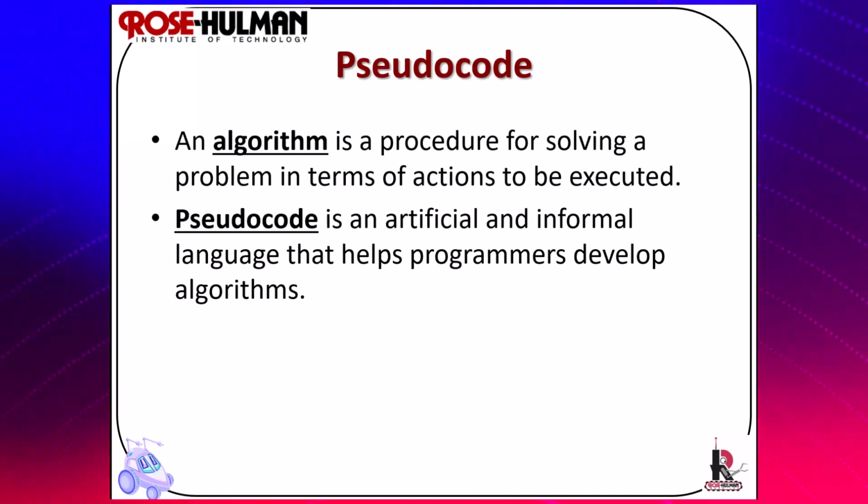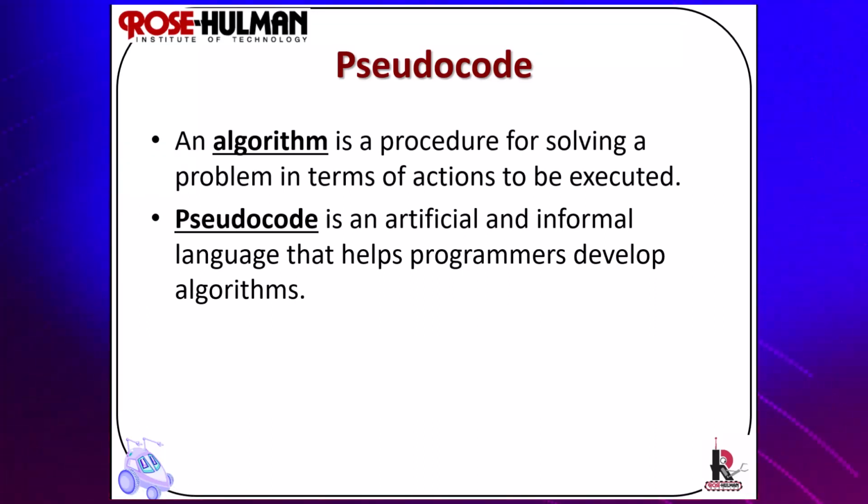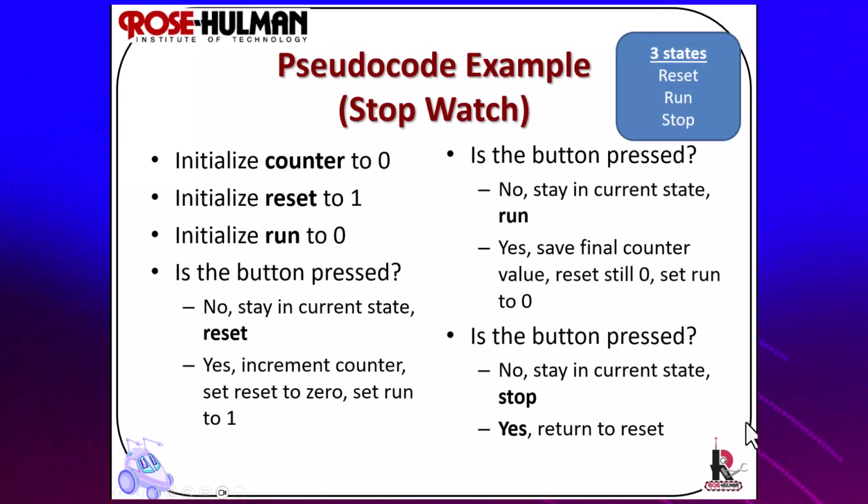Remember, in pseudocode, an algorithm is a procedure for solving a problem in terms of actions to be executed. And the pseudocode is an artificial and informal language that helps programmers develop those algorithms. It's informal, natural language. So you're not writing out code. Pseudocode is actually normally written in natural language.